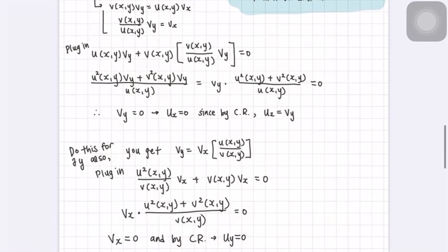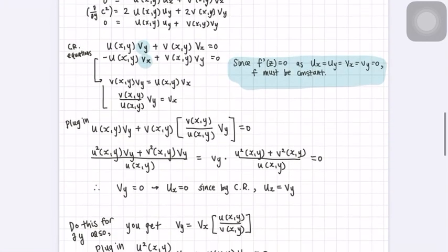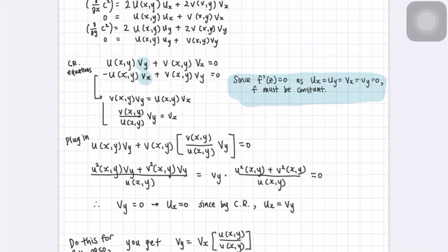So as we got zeros for all the derivatives, we know that since f prime of z is equal to 0, f must be constant, because the derivative of a constant is 0.